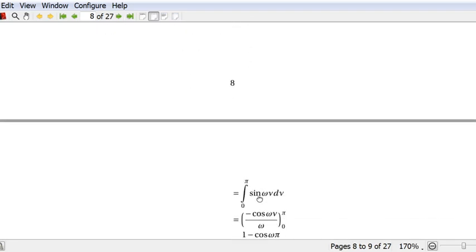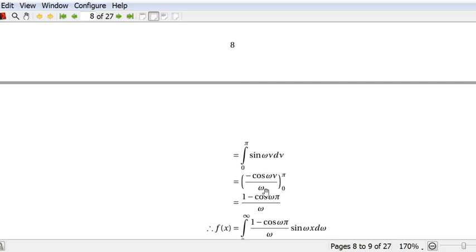The integral of sin is minus cos, so we get minus cos omega nu by omega, ranging from 0 to pi. When I put the upper limit, I get cos omega pi, and when I put 0, cos 0 is 1. So taking the minus common, I get minus of cos pi omega minus 1 by omega. Multiplying the minus into the bracket, I get 1 minus cos omega pi by omega. This is our b of omega.